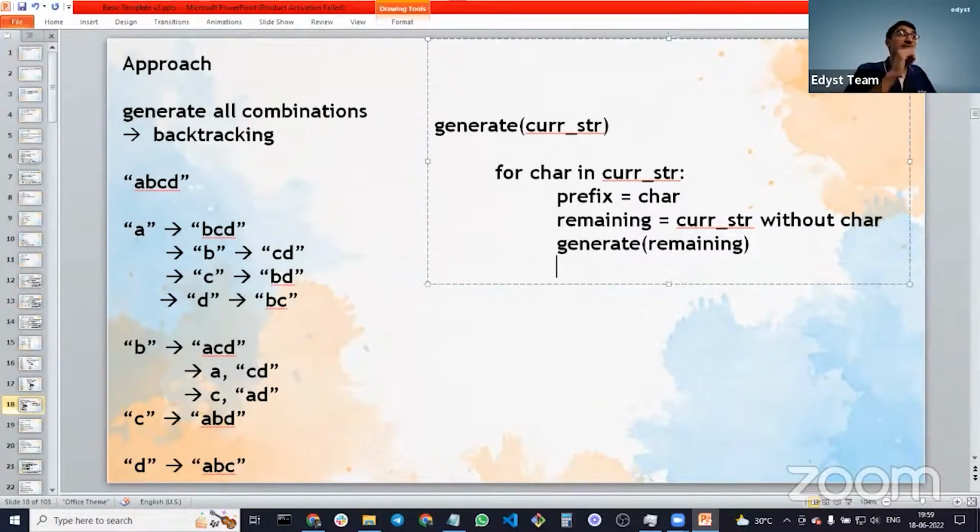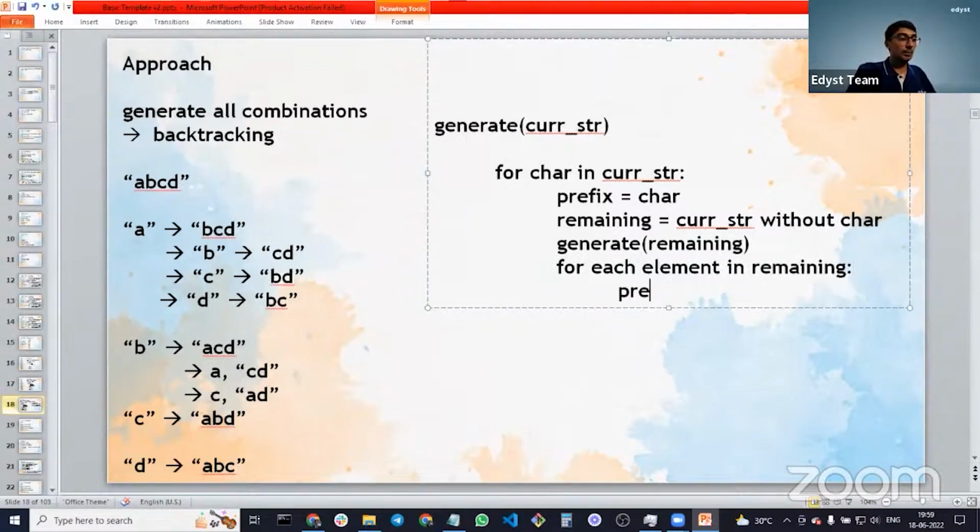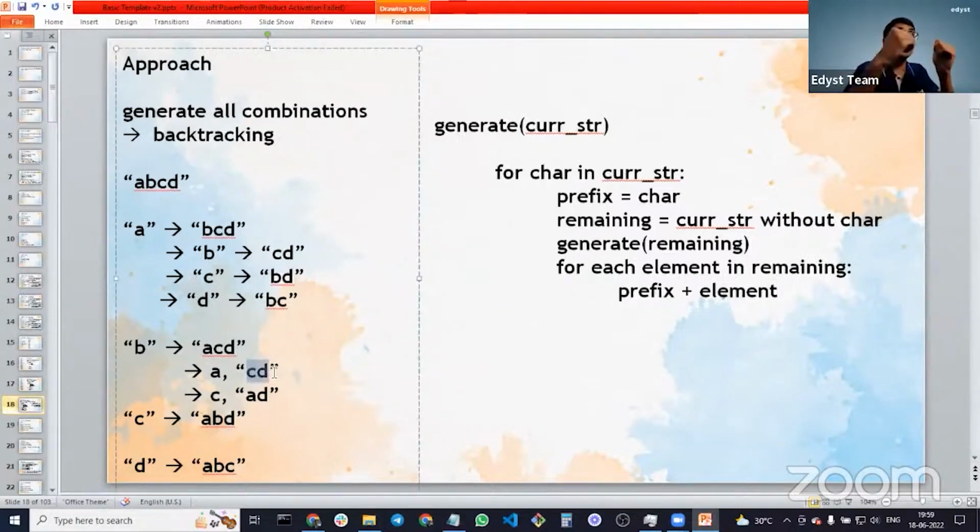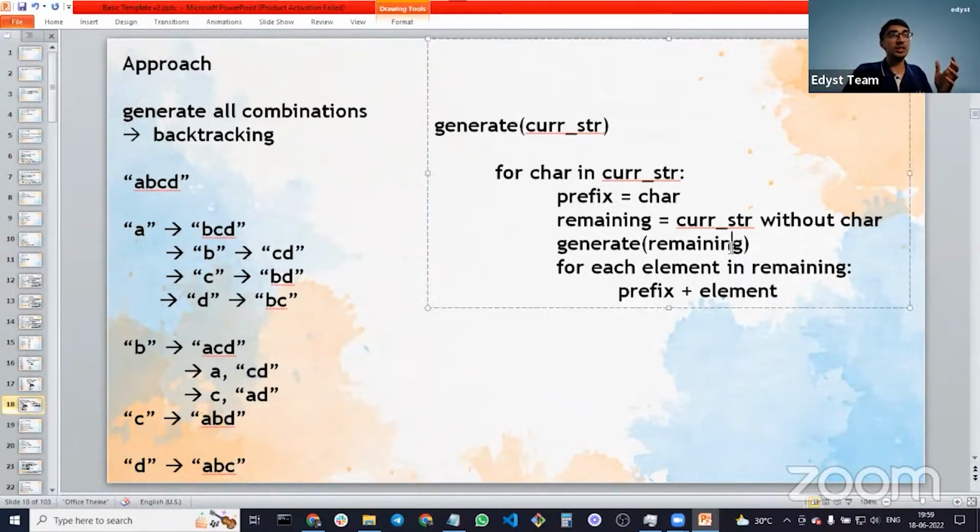And for each element in the remaining, you will say prefix plus element. So in the remaining, what would you get? You will get CD and DC. So I want ACD and ADC. Whatever is the remaining, you generated the entire thing, right? So I say generate, you generate all the subsequences of the remaining.